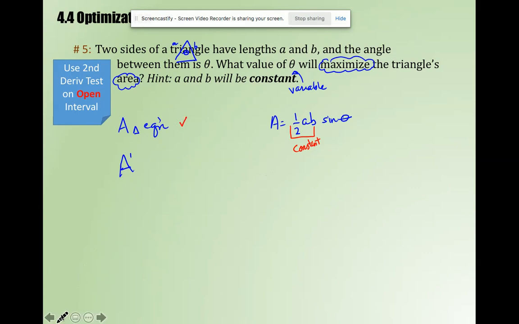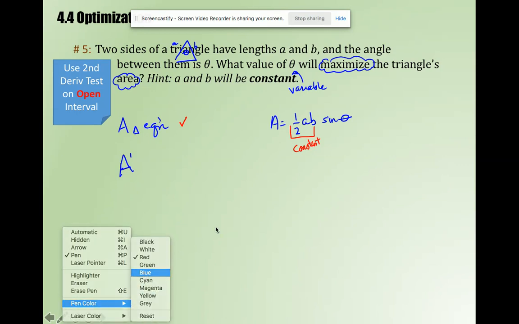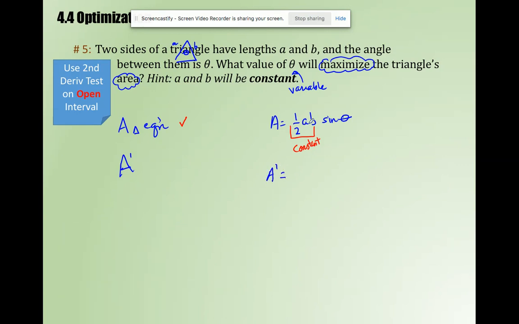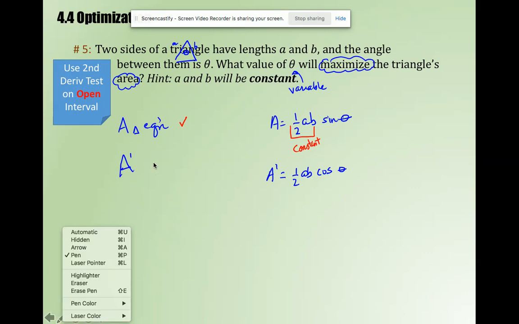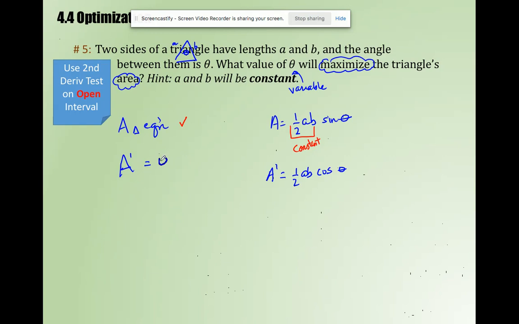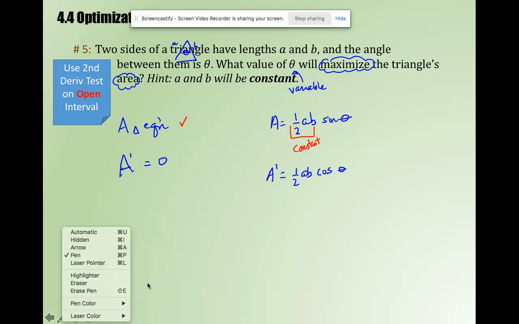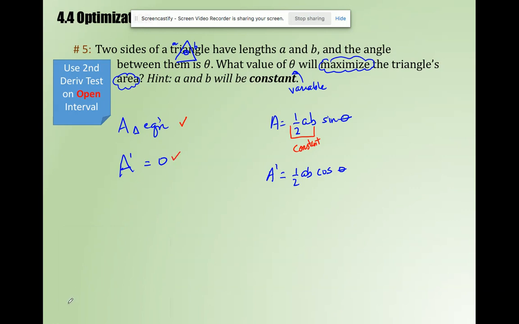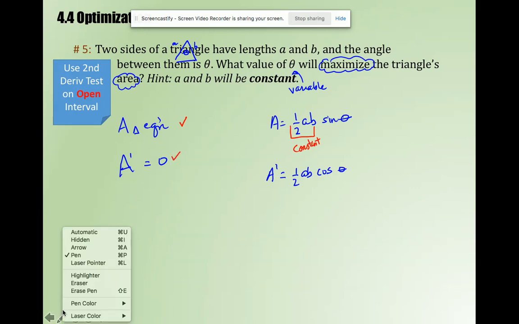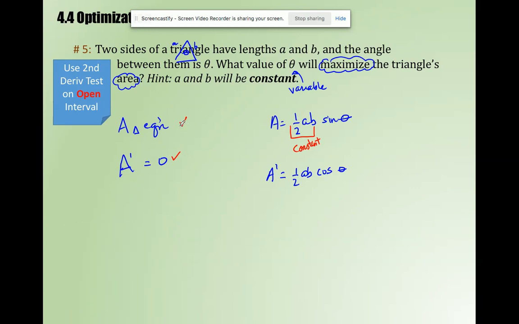Now I just need to take its derivative. What is the derivative of a constant times sine theta? That constant times cosine theta. Set the derivative equal to 0. Make sure you do those 2 things at least. Find an equation for what you're trying to maximize or minimize. Take a derivative and set it equal to 0.